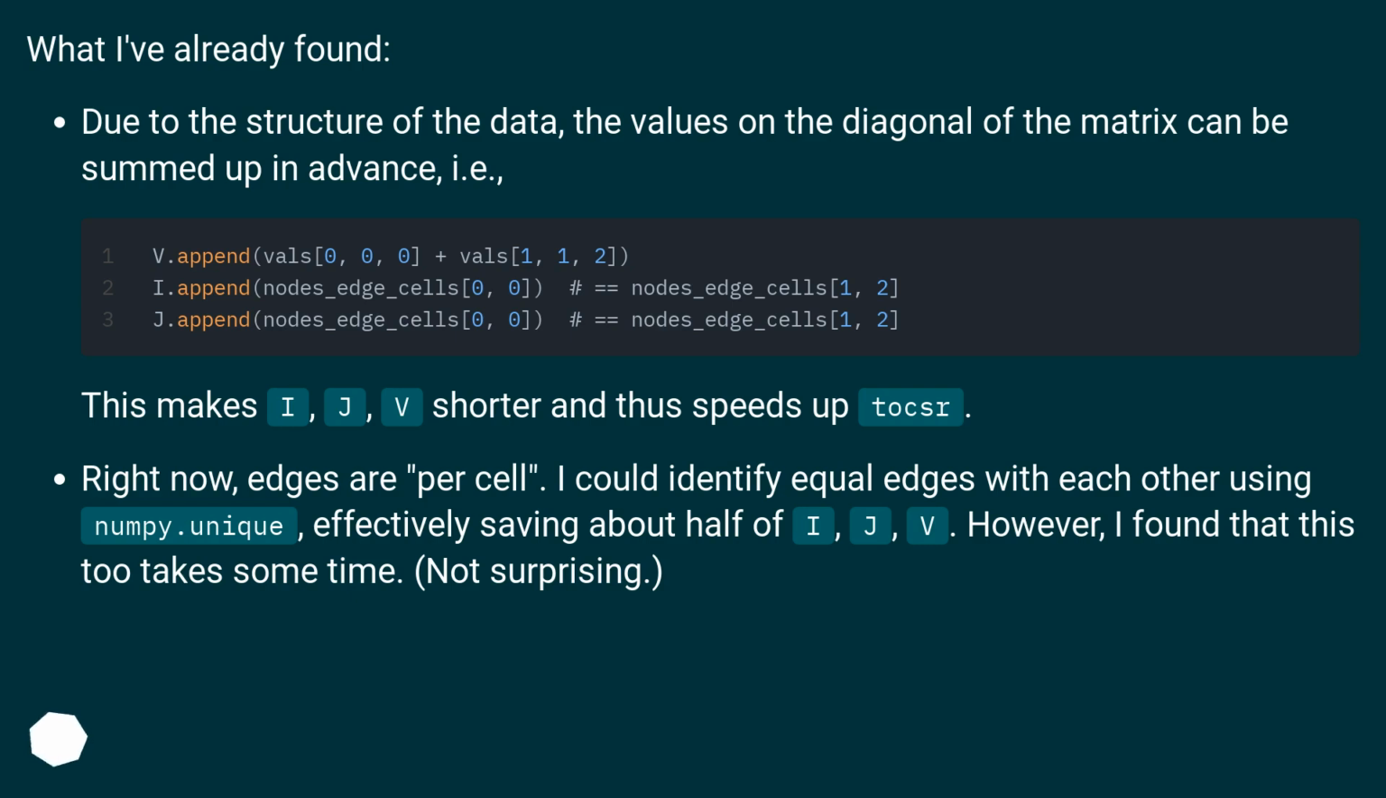What I've already found: due to the structure of the data, the values on the diagonal of the matrix can be summed up in advance. This makes I, J, V shorter and thus speeds up tocsr. Right now, edges are per cell. I could identify equal edges with each other using numpy.unique, effectively saving about half of I, J, V. However, I found that this too takes some time. Not surprising.